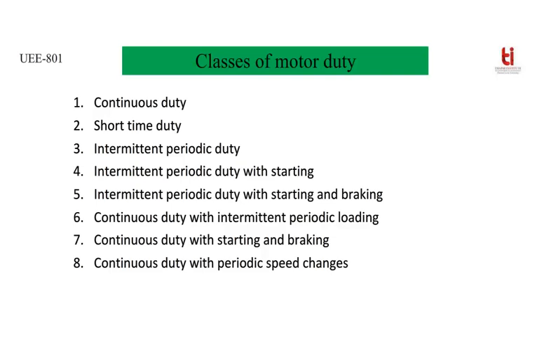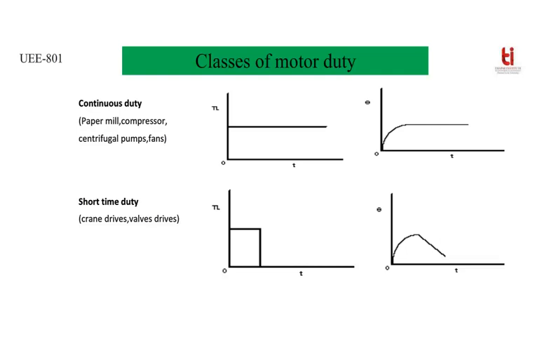Then the seventh one, continuous duty with starting and breaking. Then continuous duty with periodic speed changes. In the last three classes, 6th, 7th and 8th, the machine is never off or at rest. So in continuous duty, the machine is continuously on. In continuous duty, load is always there across the machine. The straight line indicates that a constant load is given to the machine.